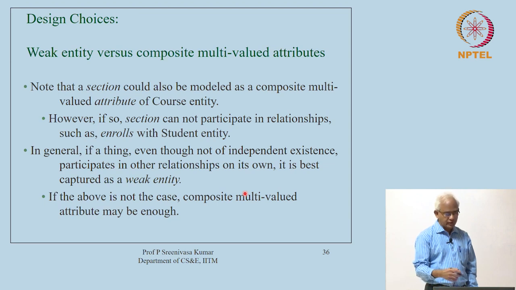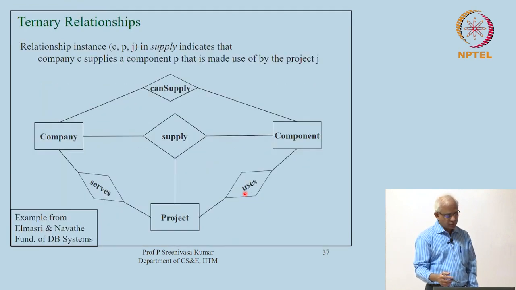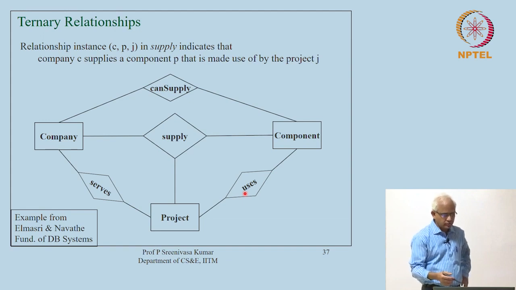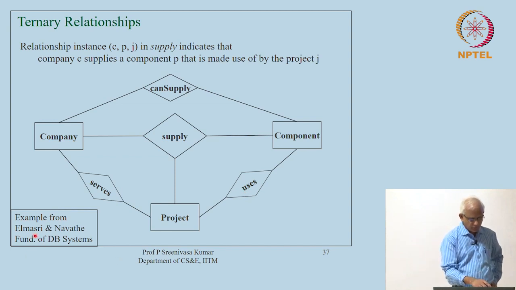Now, finally, to wrap up this module, we will spend a small amount of time on what are called ternary relationships. Often the kinds of relationships that we encounter in modeling are binary relationships, but occasionally we do have to make use of n-ary relationships. So, here is an example of a ternary relationship. This example is from Elmasri and Navathe's Fundamentals of Database Systems book.